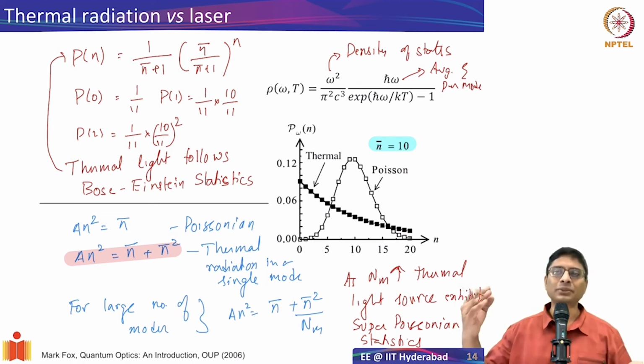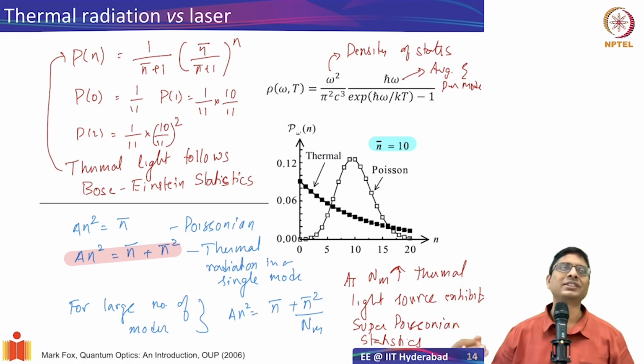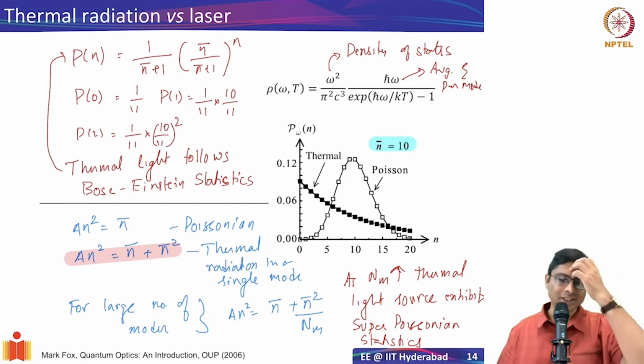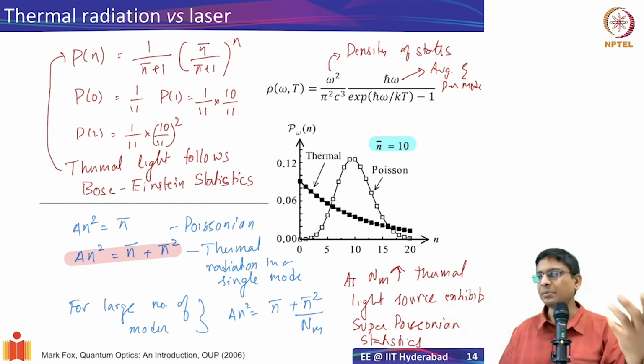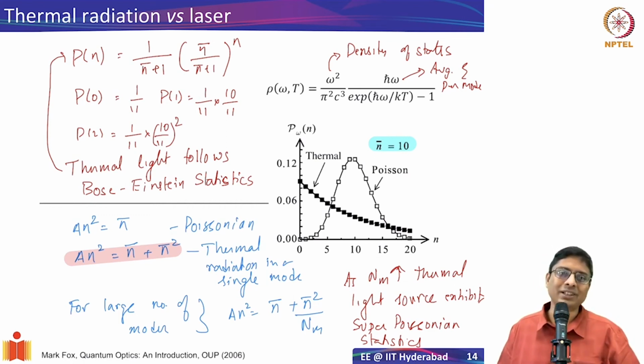There are two terms. The second term sort of goes to smaller values as the number of modes increases. That's it. Just a bit of information maybe you can keep in the back of your mind. All right. So this is about thermal radiation and comparison with the Poissonian case.